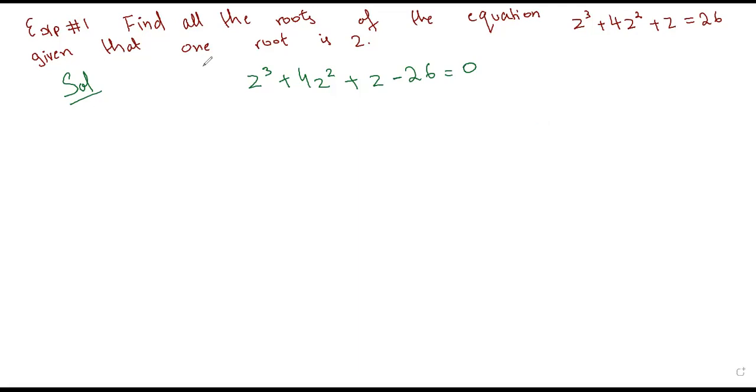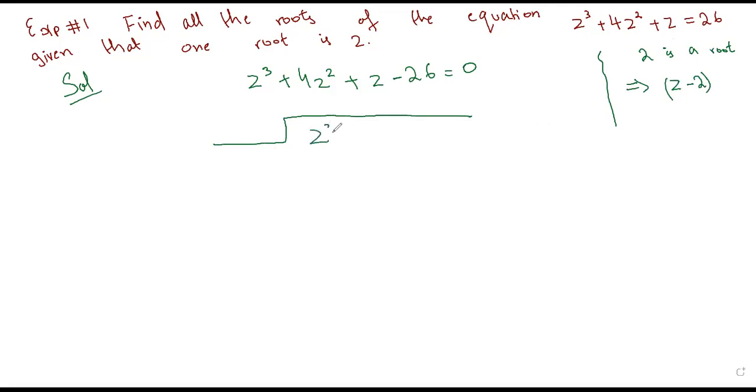So they are saying one root is 2. If 2 is a root, it means z minus 2 is a factor. Very good. Z minus 2 would be a factor. Excellent. So we need to find the other factor. How do we find the other factor? By doing long division. So this is z cube plus 4z square plus z minus 26, divided by z minus 2.